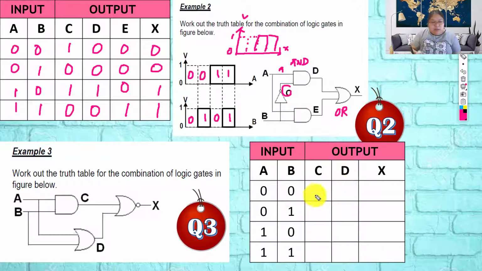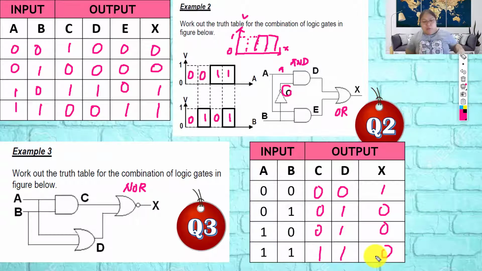Okay, first one is a NAND gate. So NAND gate is 0, 0, 0, 1. Okay, D is an OR. OR means like this. Last one is X. X is what? NOR gate. NOR gate is an enemy, so that means anybody just goes, you don't go. So this one is the final answer. Okay, then we go to question number 4.